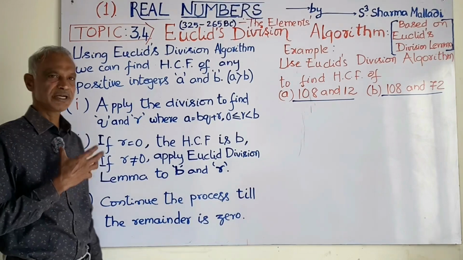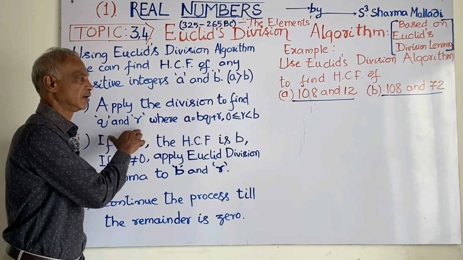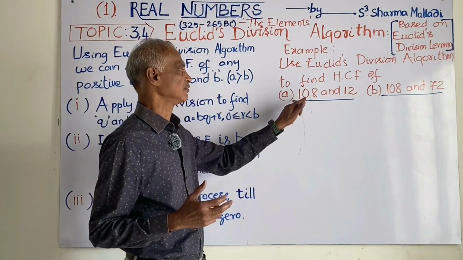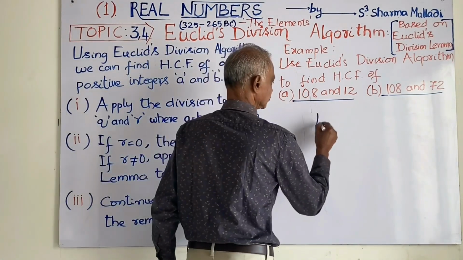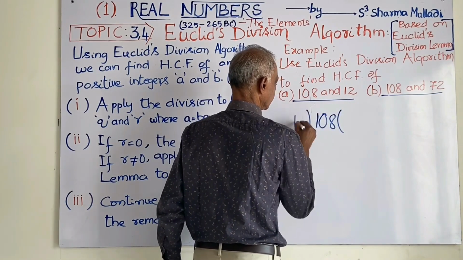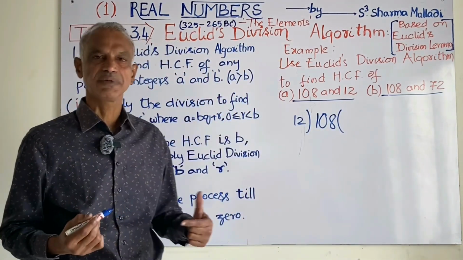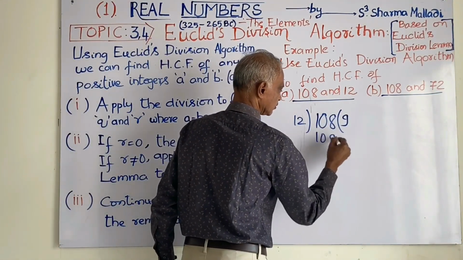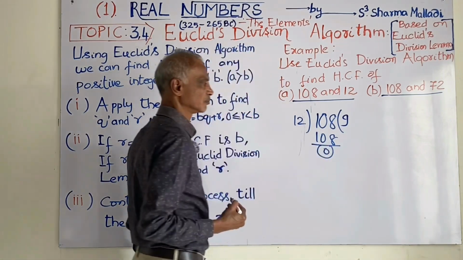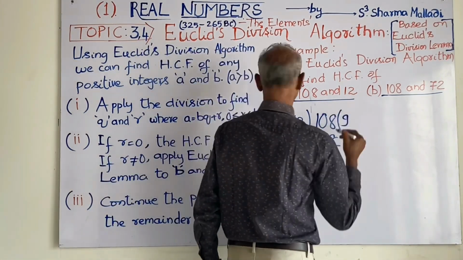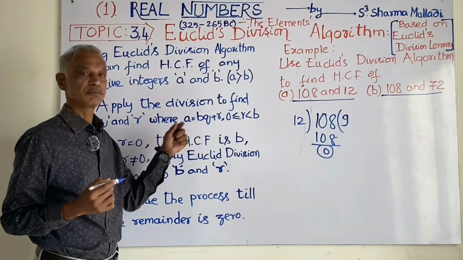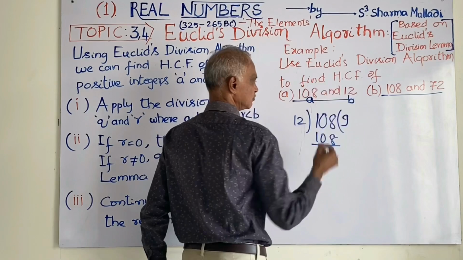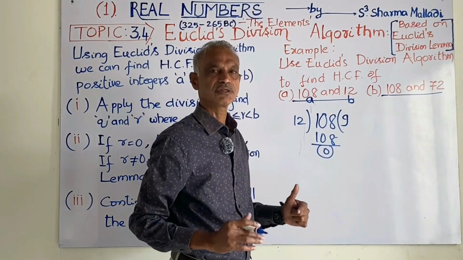What do we have to do? Apply division to find out Q and R, where A is equal to BQ plus R. We have to divide 108 with 12. Let us check whether we are getting remainder as 0 or not. 12 9s are 108, we are getting remainder as 0. What do we have to do? We have to write A is equal to BQ plus R. What is A here? A is 108 and B is 12.